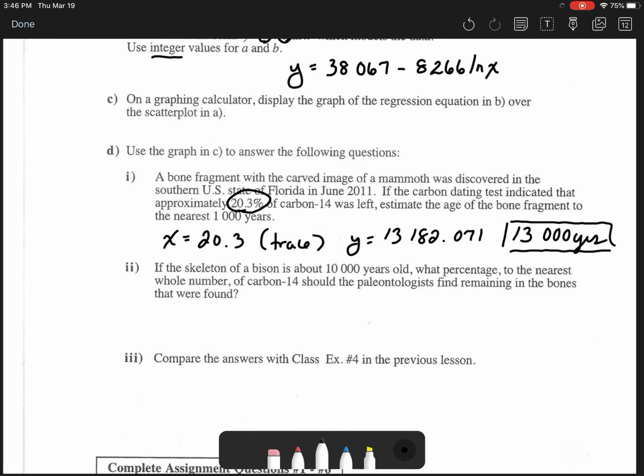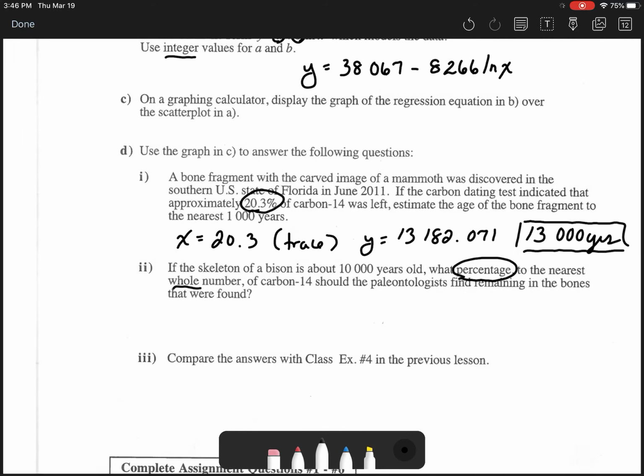In part 2, it says, if the skeleton of a bison is about 10,000 years old, what percentage this time? Now they're looking for the percentage, which in this case is the x, to the nearest whole number. Picking out all the important keywords here tells me how to answer the question correctly. What whole number of carbon-14 should the paleontologist find remaining in the bones that were found? This time, just like we did last day, I'm going to graph a second function under y2, which is equal to 10,000.